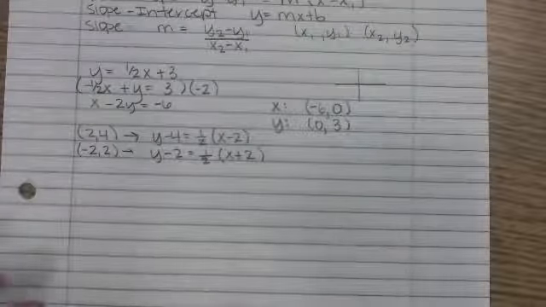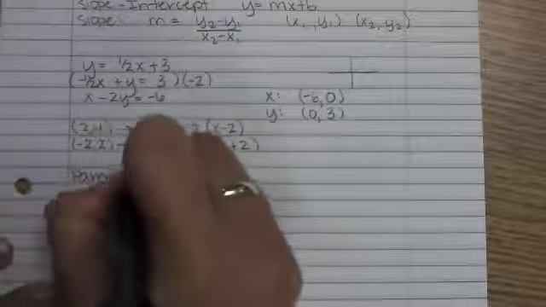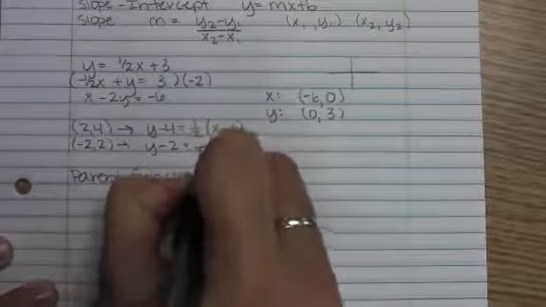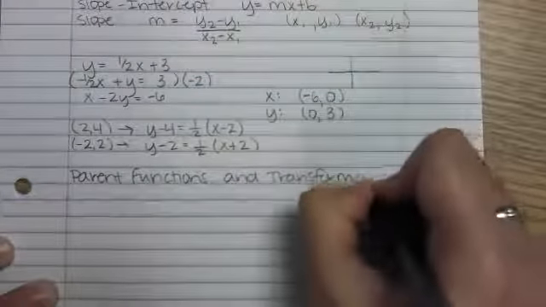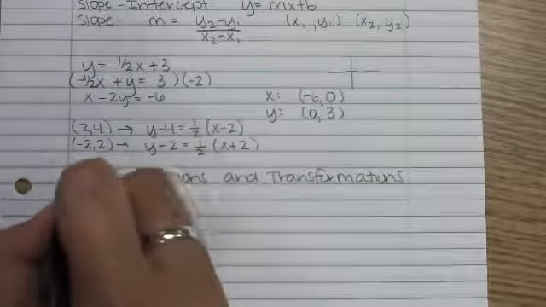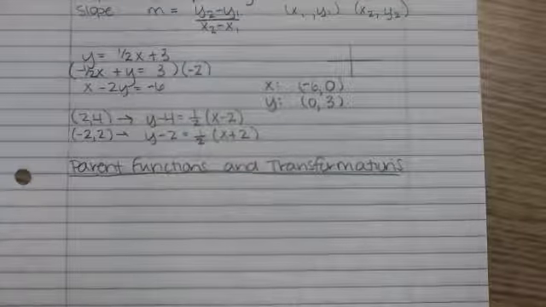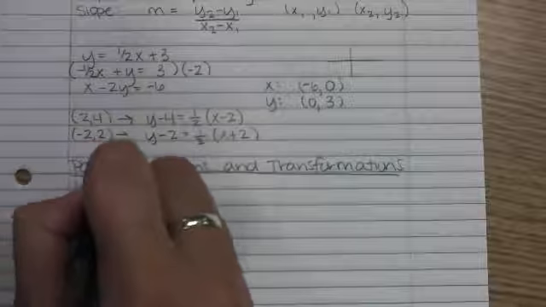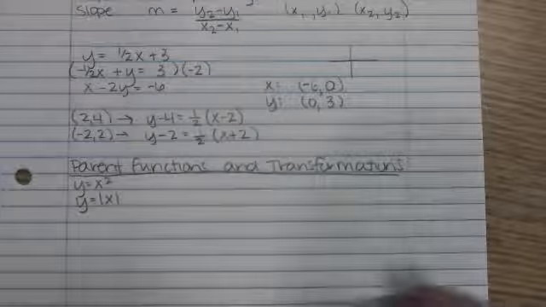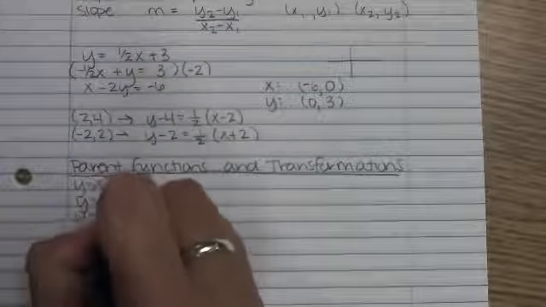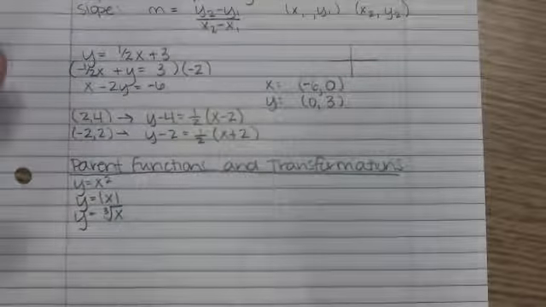I also wanted to talk about parent functions and transformations. So that's going to be our next heading. All right, so a parent function is something like y equals x squared, which is a parabola, or y equals the absolute value of x, which would be an absolute value graph, or y equals the cube root of x, which would be a cube root graph. So those are parent functions, just kind of the standard.